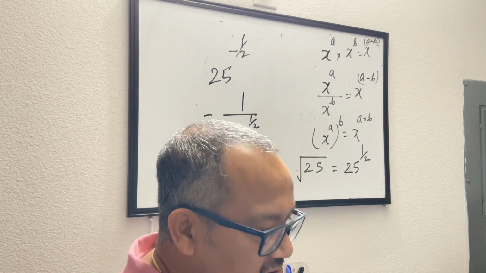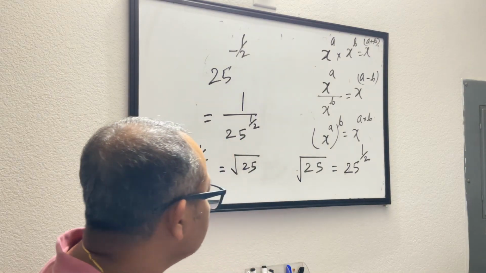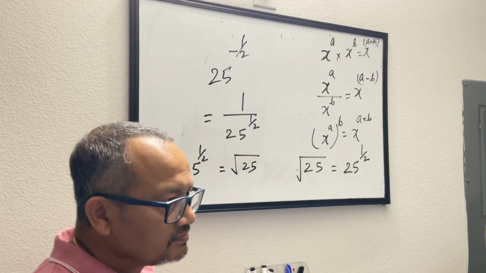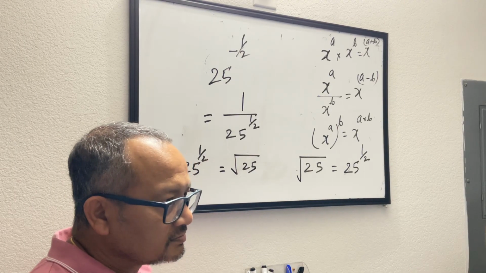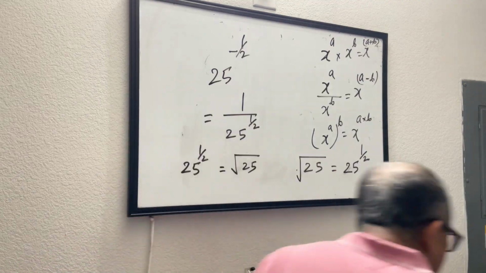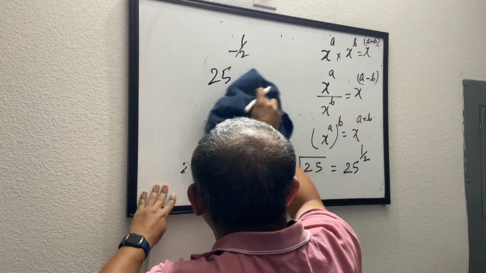Yes, Biswa, you had raised your hand. Go ahead. So what if it's like 25 and then exponent to the power of like 2 over 4, would that still be the same? 2 over 4 will be the same.